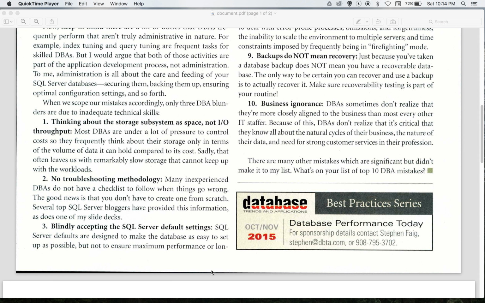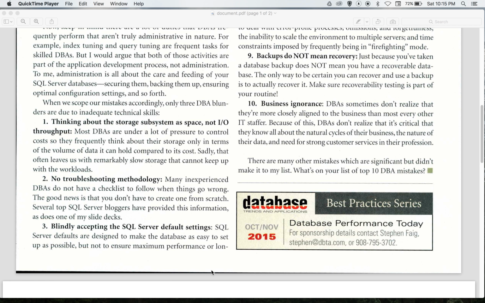Most DBAs are under a lot of pressure to control costs, so they frequently think about their storage only in terms of the volume of data it can hold compared to its cost. Sadly, that often leaves us with remarkably slow storage that cannot keep up with the workloads.